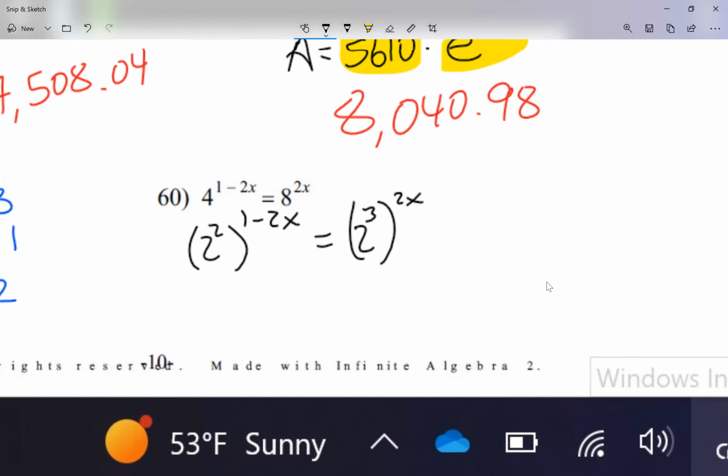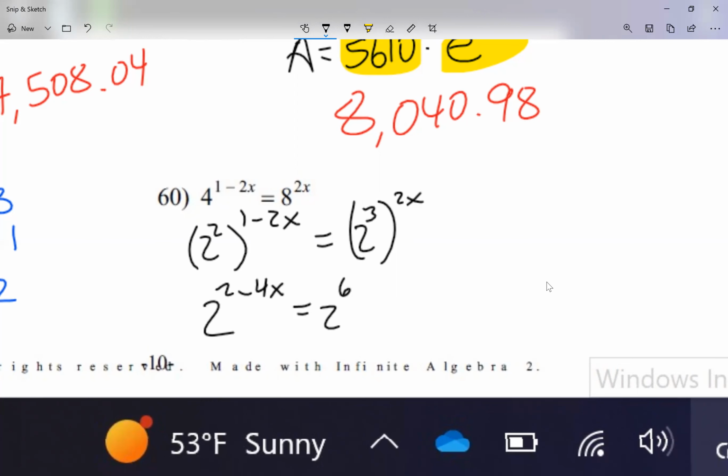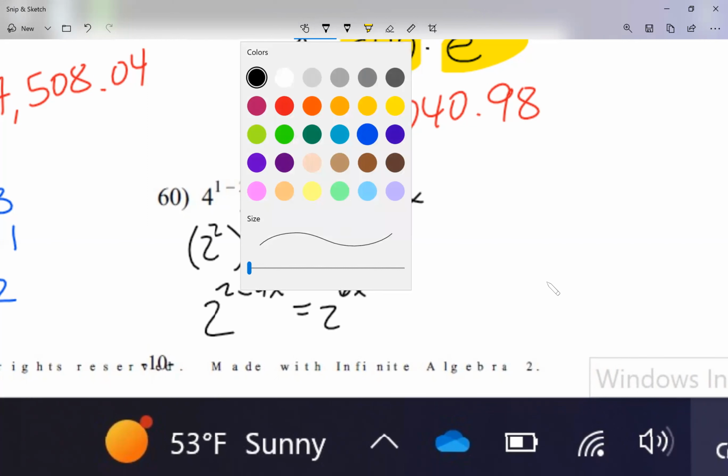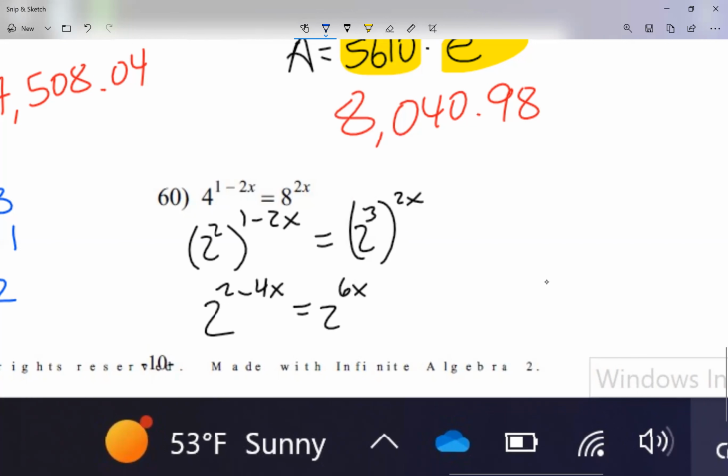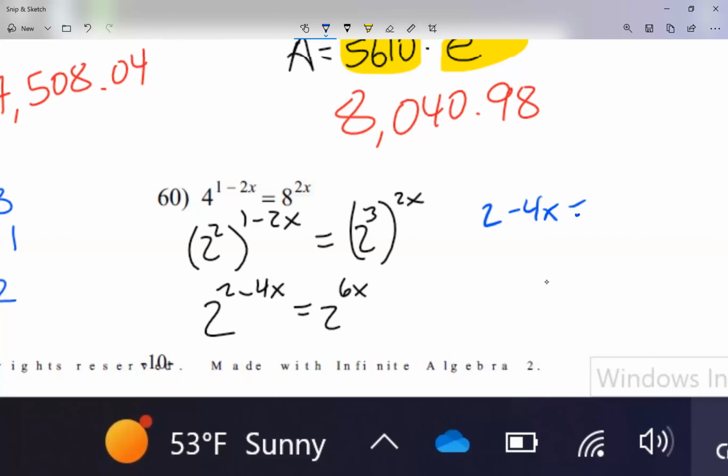I have to multiply the number inside of the parentheses times the number outside of the parentheses. So I have 2 to the 2 minus 4x equals 2 to the 6x. Now that I have the bases equal themselves, I'm just going to let the exponents equal each other. So I have 2 minus 4x is equal to 6x. Then I'm going to solve for x.